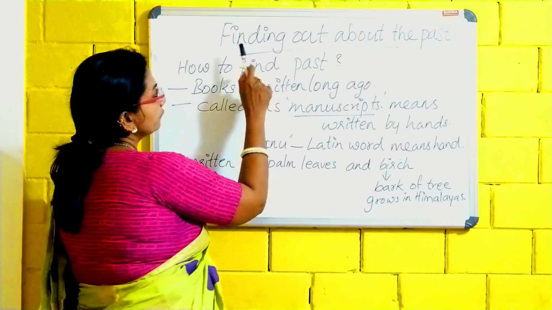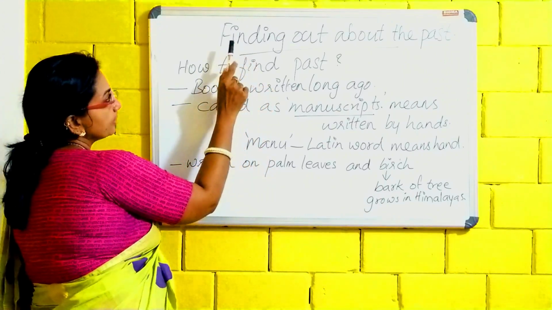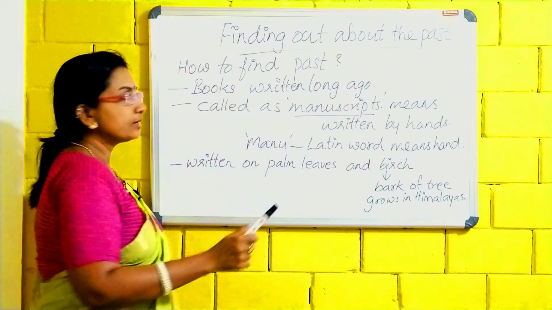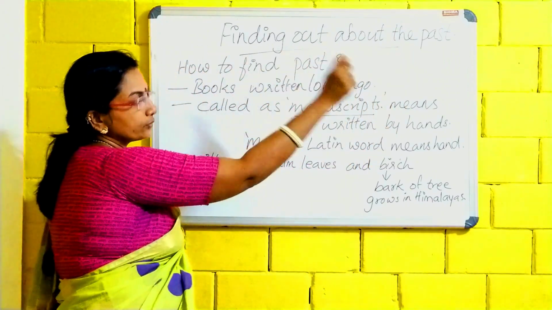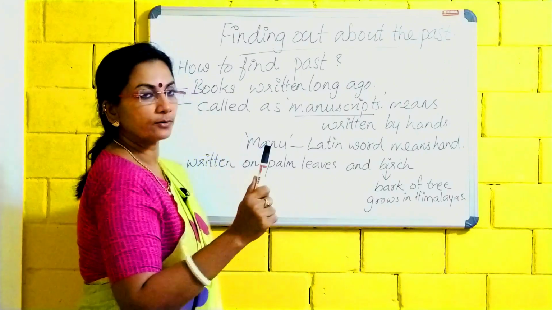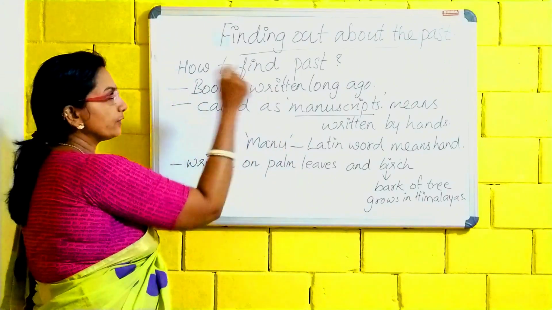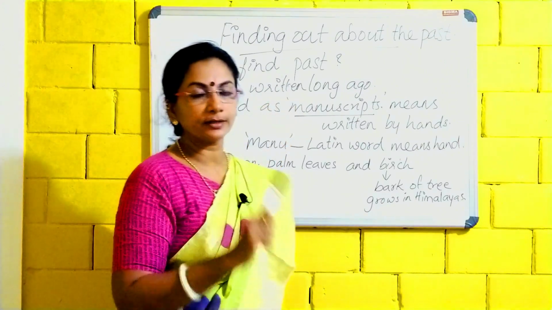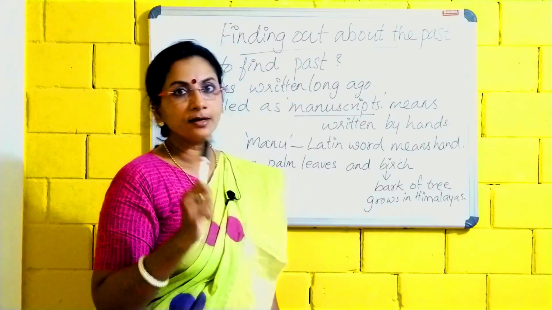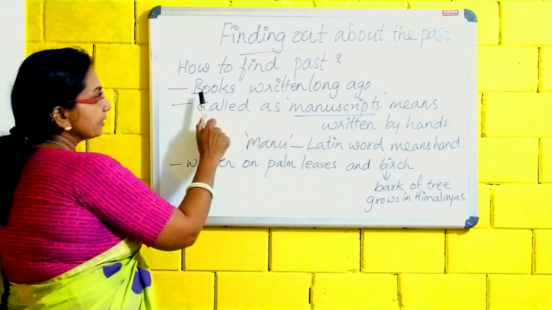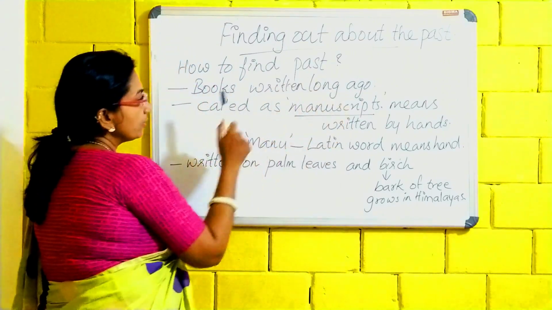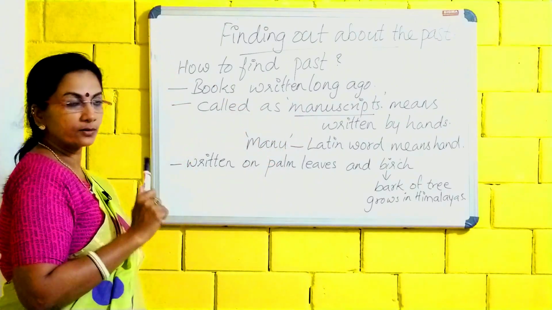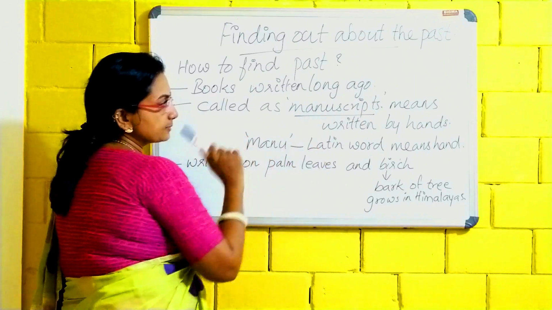After that, the next heading is finding out about the past. How can we find out about the past? First, from books written long ago. What is the name of the books written long ago? They are called manuscripts.